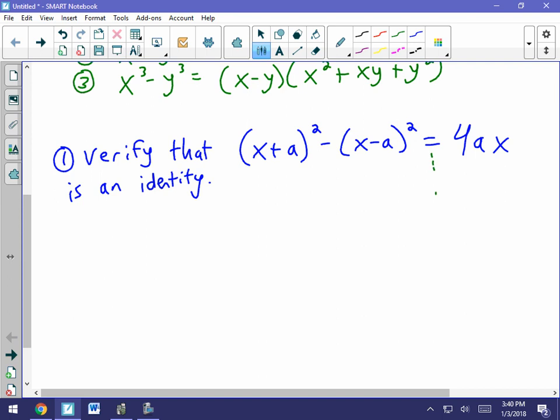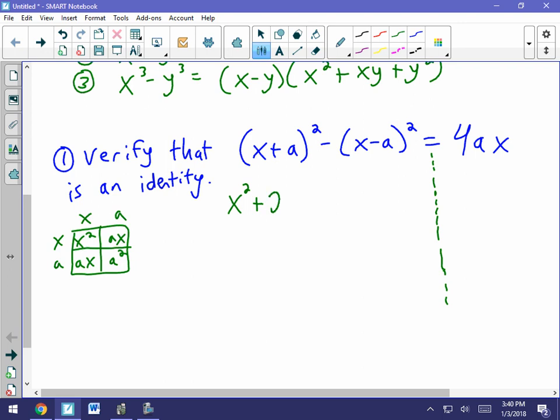So I'm going to draw an imaginary line down my equal sign. Again, I want to show that the two sides are equal. There's not really a lot I can do over here, but when I multiply all this out and do my subtraction, I should get this 4ax, and that's my job, to show that. So I'm going to do our 2 by 2 multiplication over here on the side. If I multiply x plus a times x plus a, that ends up being x squared, and then there are 2 of those ax terms, and then plus a squared. That's what that's equivalent to. Then I'm going to do x minus a squared.